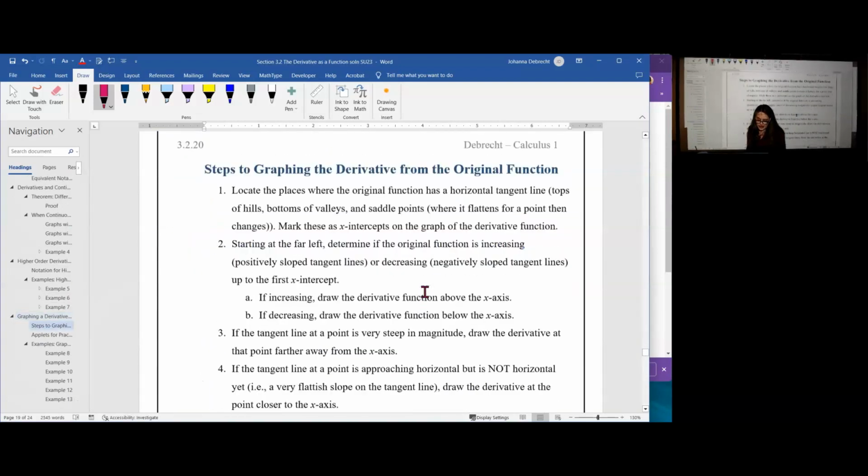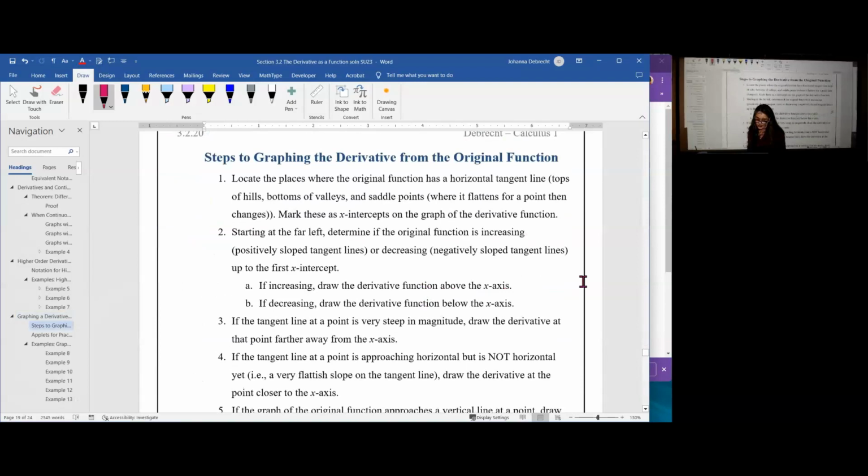Let's talk about the steps to graphing the derivative from the original function. This is a long set of steps, but if you practice over and over, they'll become second nature. First, we locate the places in the original function where it has a horizontal tangent line. Tops of hills, bottoms of valleys, maximums and minimums, and saddle points where it comes up, levels off, and then goes up again. Or it comes down, levels off, and then goes down again.